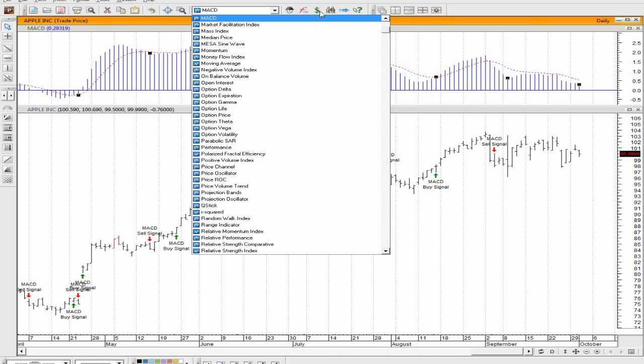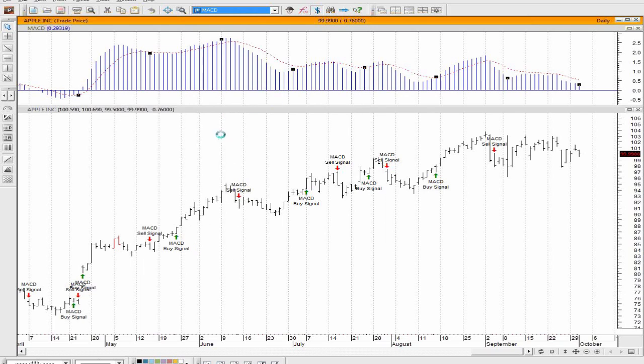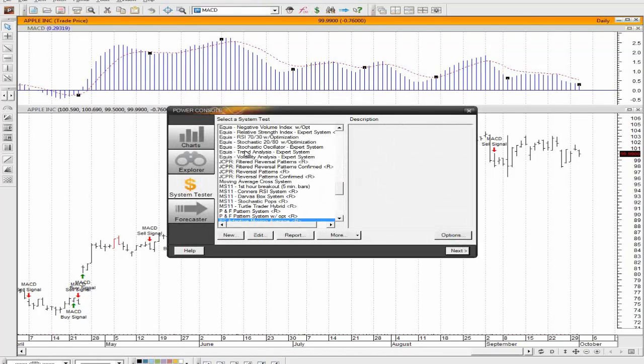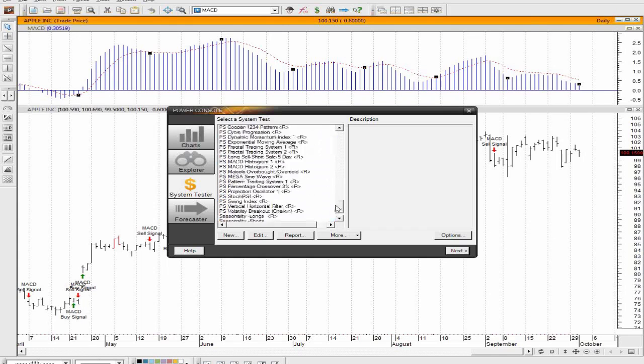I'm going to go ahead and click into the system tester and just show you exactly what we're going to be doing. Our system tester is a little bit unique. A lot of programs will do system testing and system evaluation for you. Ours has about maybe 40 or 50 different built-in systems that you can test. MACD is one of them. And what I'm going to do is select a bunch of the ones that I know are in the program for you.